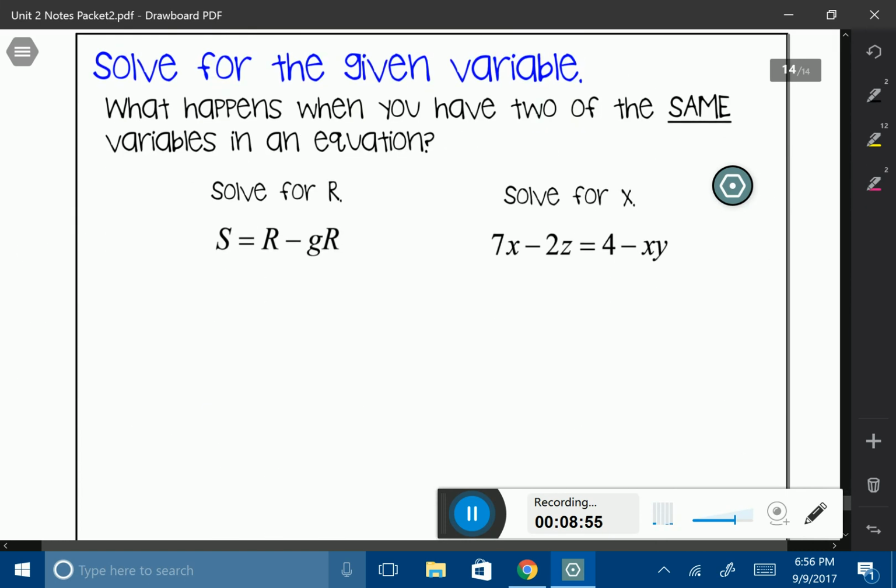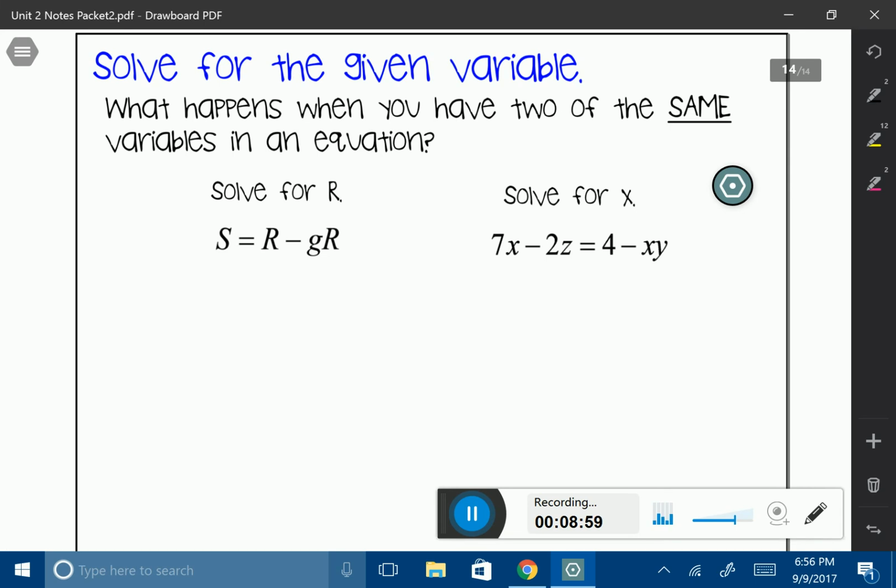Now, some unique types of literal equations here. What happens when you have two of the same variables in an equation? So, for example, solve for r, and I have two r's. Well, this is a little technique I like to call undistributing. So, let me show you how it works.